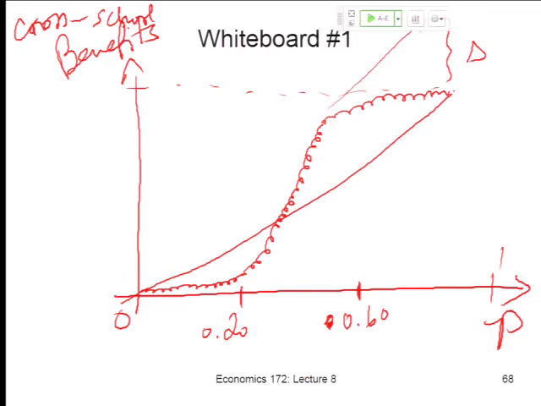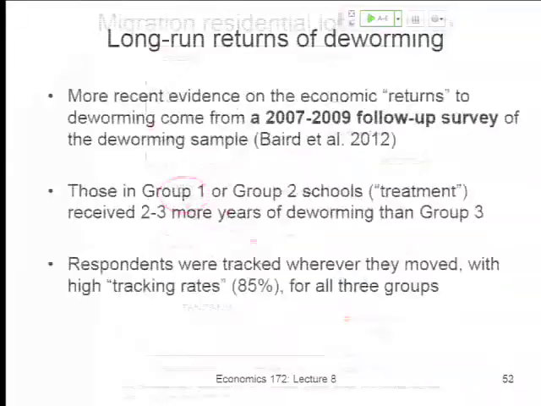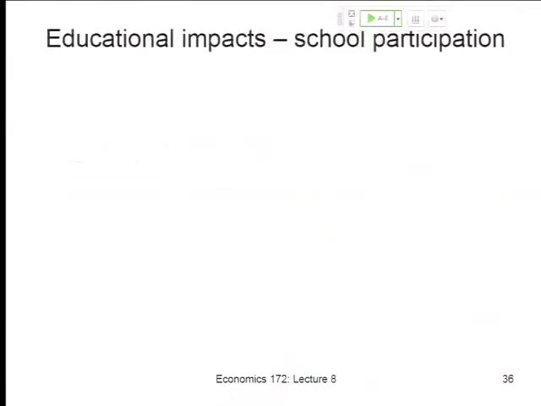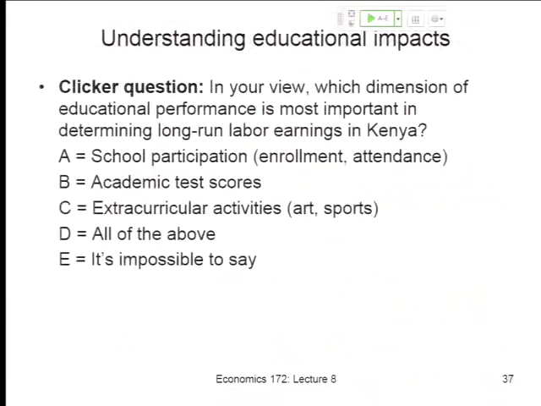Okay, let me just go back. I kind of jumped to this slide at the end. So let me just jump back to where we were. Apologies. If you have a photographic memory, you're bored right now. Okay, educational impact. So, there is another clicker question. I'm sorry, one more clicker question.